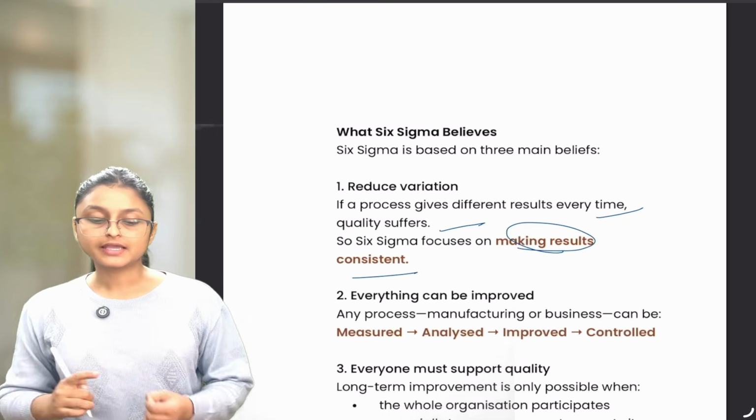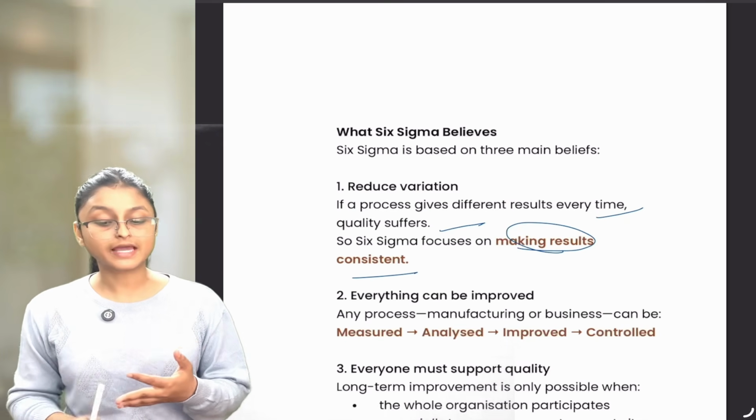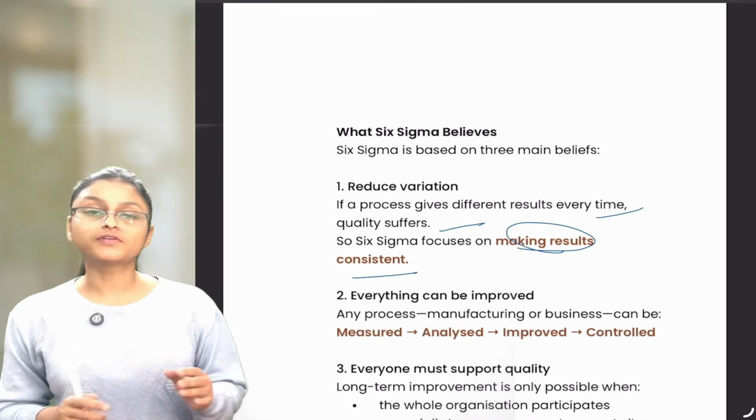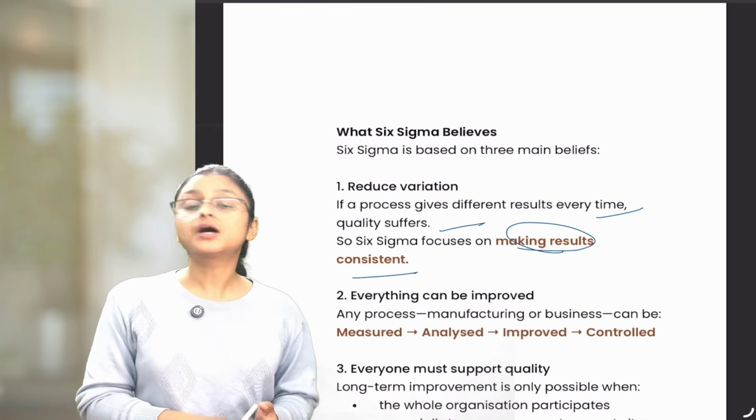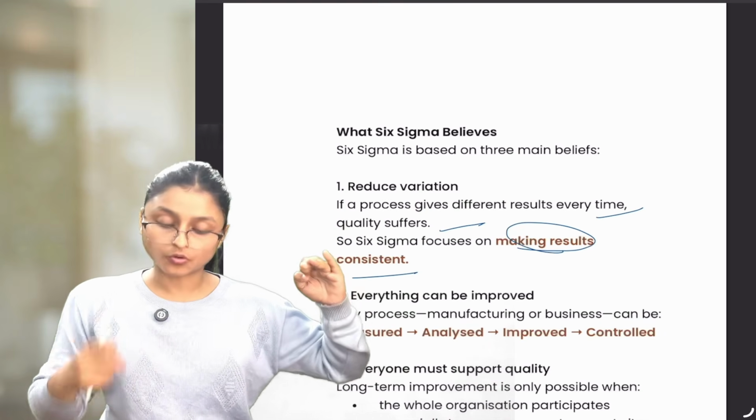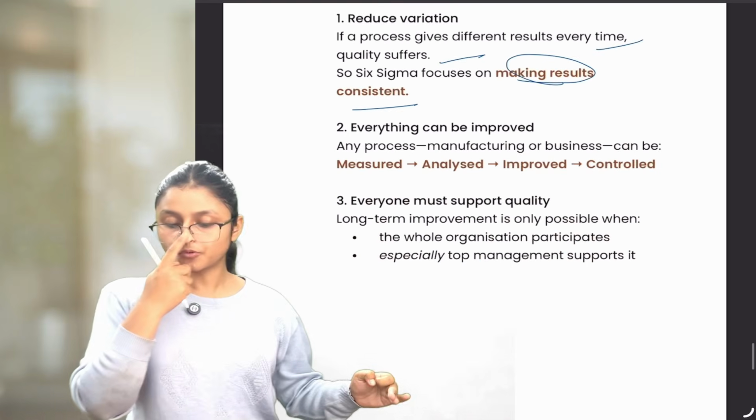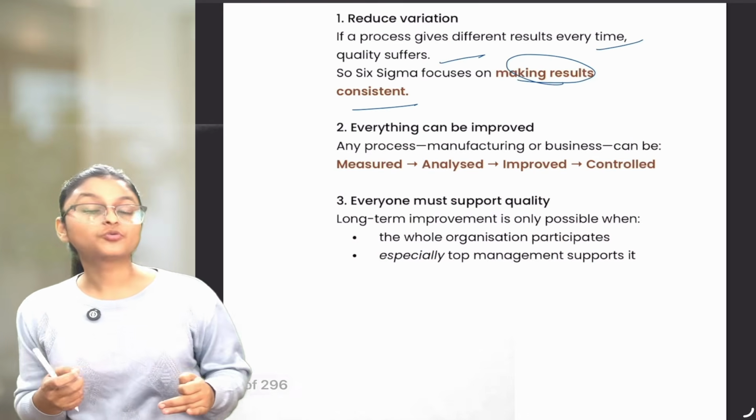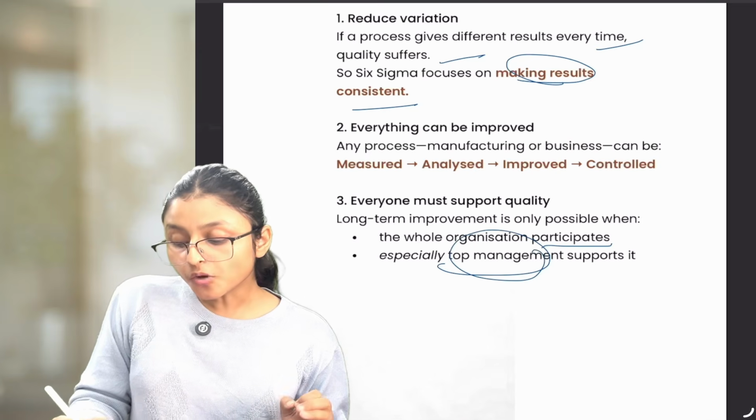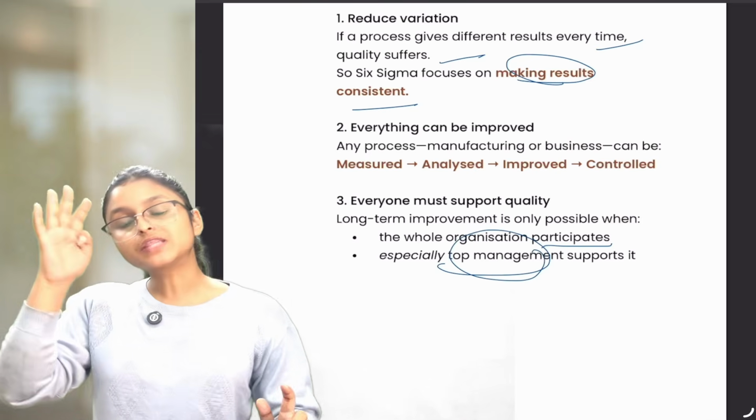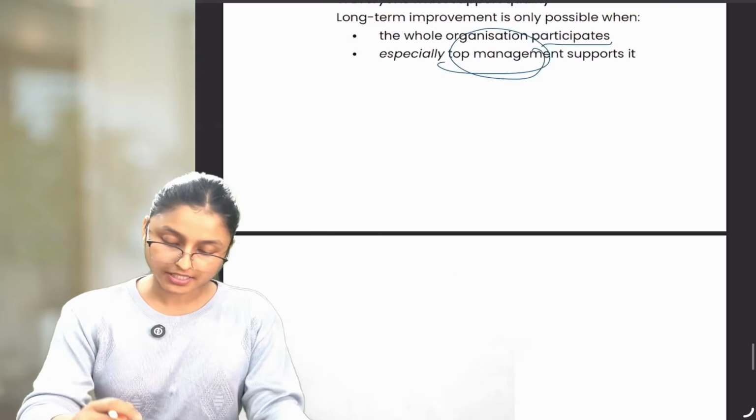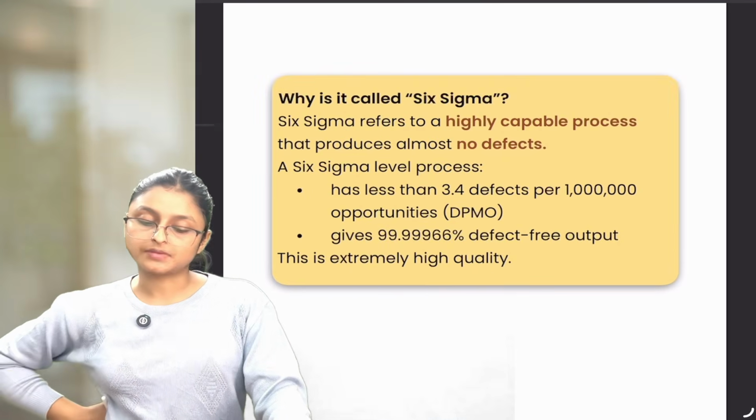Everything can be improved. Any process, manufacturing or business, can be measured, analyzed, improved and controlled. No need of applying Six Sigma only to the manufacturing part of the organization. You can apply it everywhere, wherever you want to improve the quality. Everyone must support quality. Long-term improvement is only possible when the whole organization participates. Especially top management should support it, because without top management support, you will not be able to use Six Sigma properly.